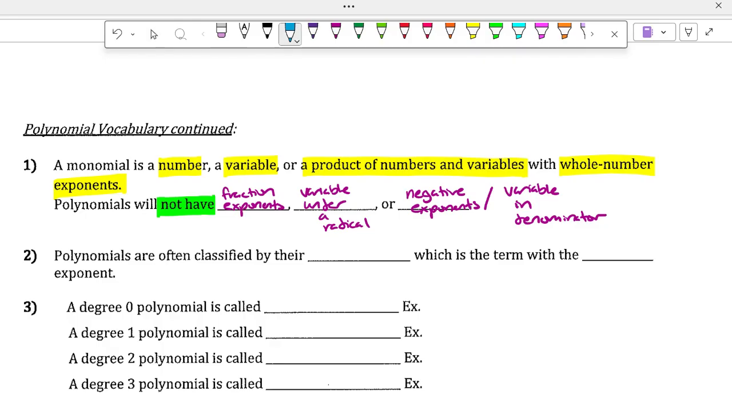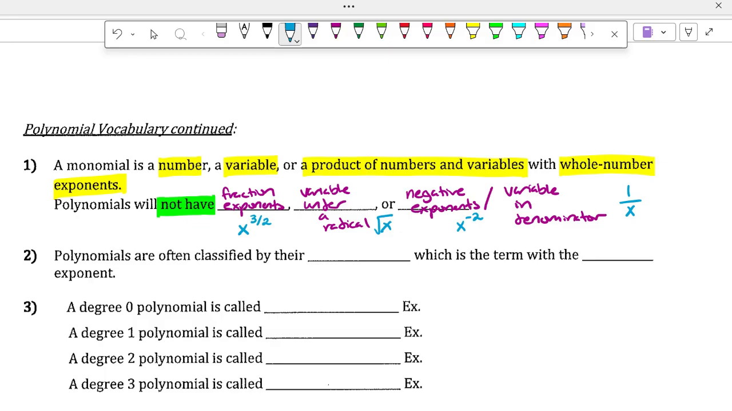So just so you guys kind of know what it looks like, a fractional exponent would be like x raised to the 3/2. Or square root of x, raised to the -2 power, and 1 over x. If you see any of those, it's not a polynomial. All of these have different function names, but it's not in the polynomial function family.